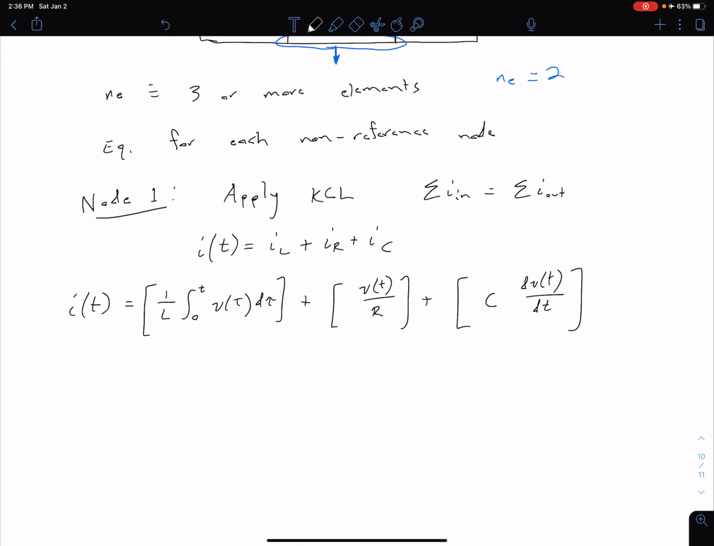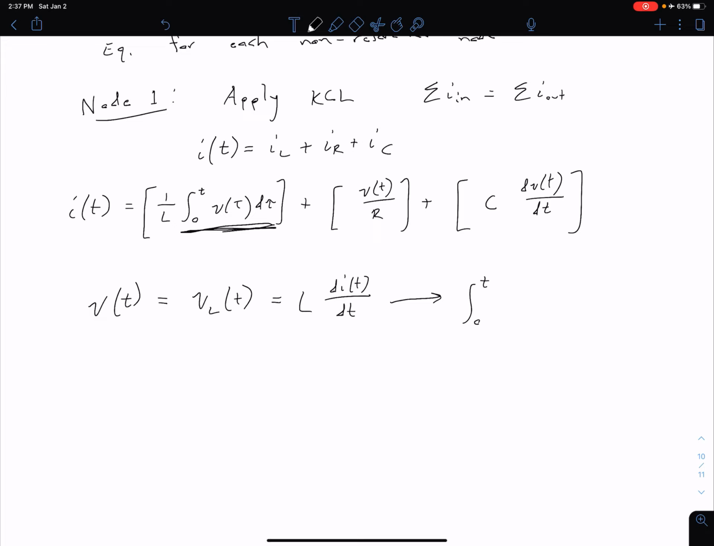So if I consider what that integral expression looks like, I have the integral from 0 to t of V of t, with my dummy variable V of tau, d tau. And so of course, if I'm taking the integral of a derivative, the two cancel out and I'm just left with L times I sub L of t.